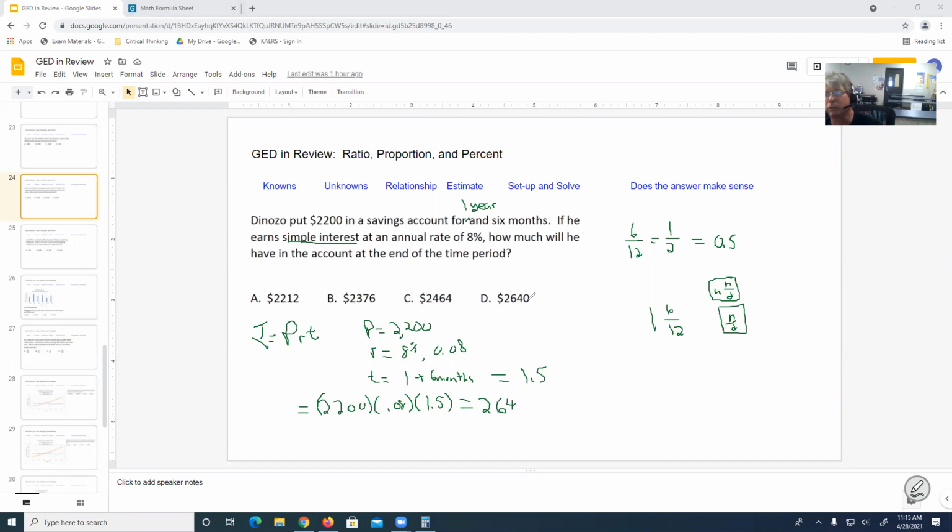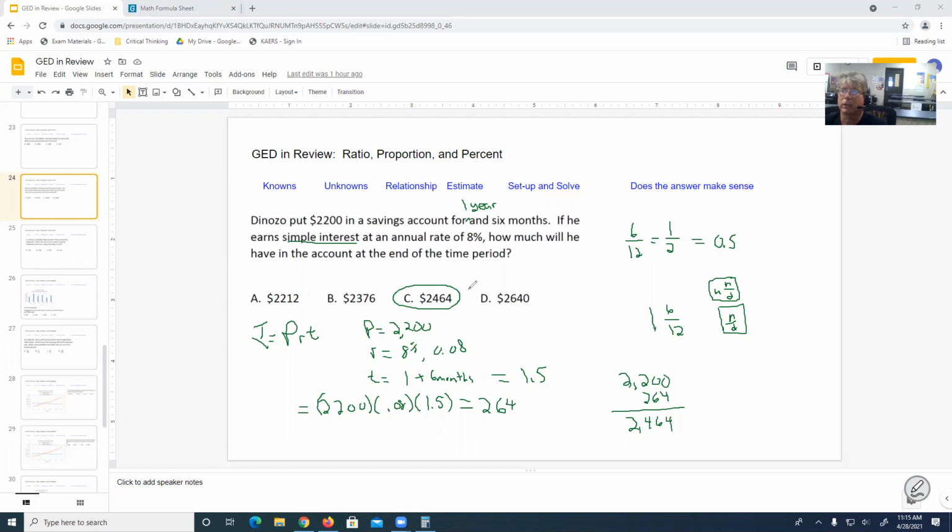Right now, they're trying to bait you with this 2,640, but that's a no-go. Because remember, you started with 2,200 to begin with. What I want to know is how much money will he have in the account at the end of the time period? So I want to know what his balance is at the end of 1 year and 6 months. So I have to add to that the 264, and that's going to give me my total balance, which would be 2,464. So that's actually going to be C.